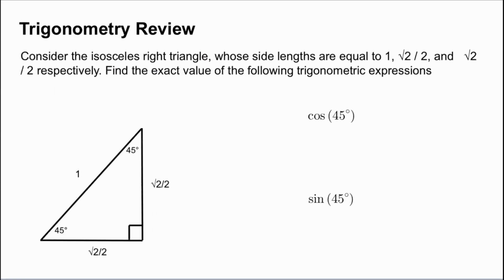So I have this example here to supplement what we're going to be reviewing, and I apologize for the printing error, but consider the isosceles right triangle, whose side lengths are equal to 1, the square root of 2 over 2, and the square root of 2 over 2, respectively. Find the exact value of the following trigonometric expressions. And we see cosine of 45 degrees and sine of 45 degrees.